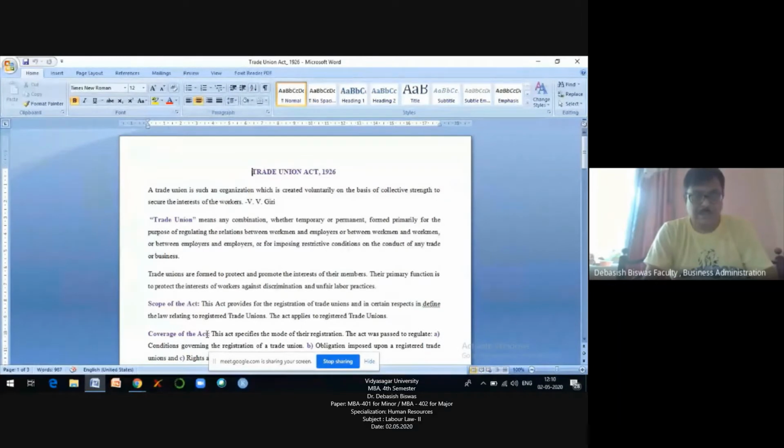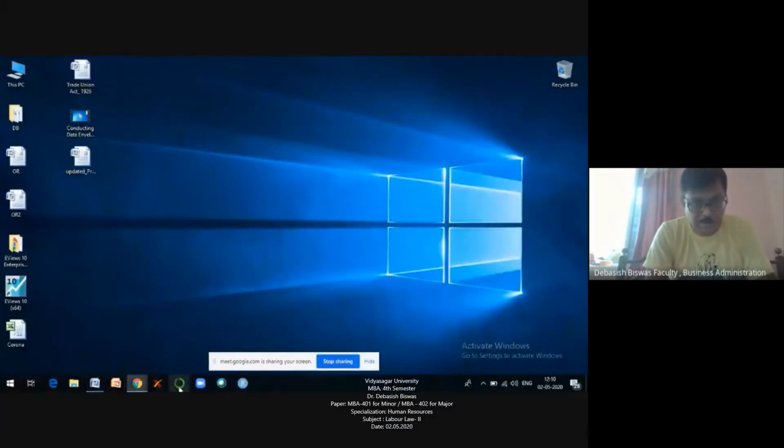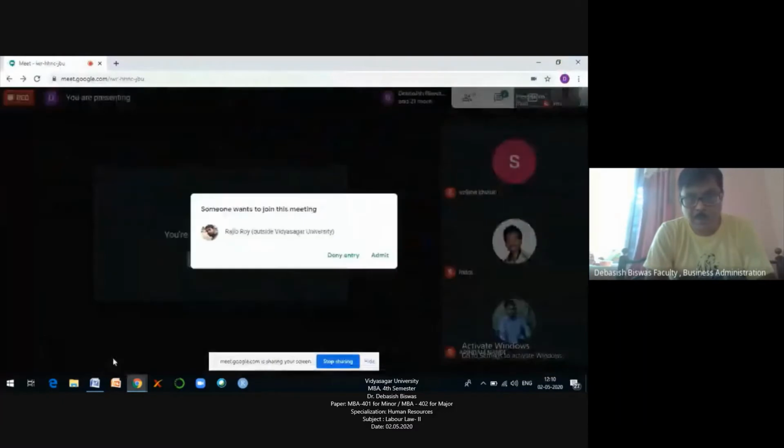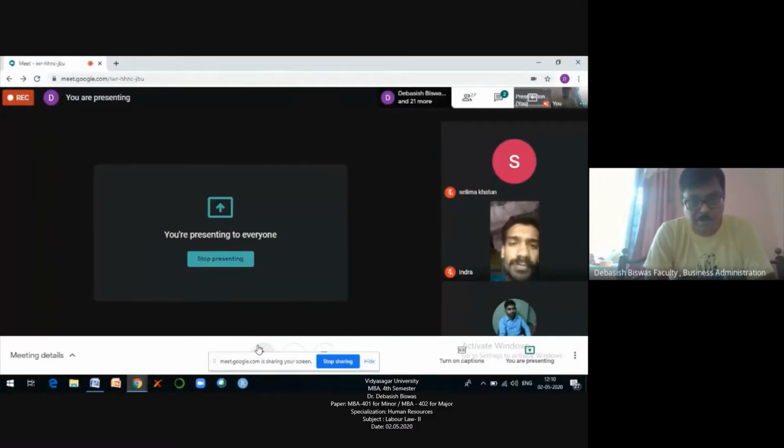So the Trade Union Act came into force in India in the year 1926. And you are very much familiar with this name, V.V. Giri. He was a past president of our country, and in our industrial relations subject, V.V. Giri has contributed one particular approach, which is popularly known as the Giri approach.